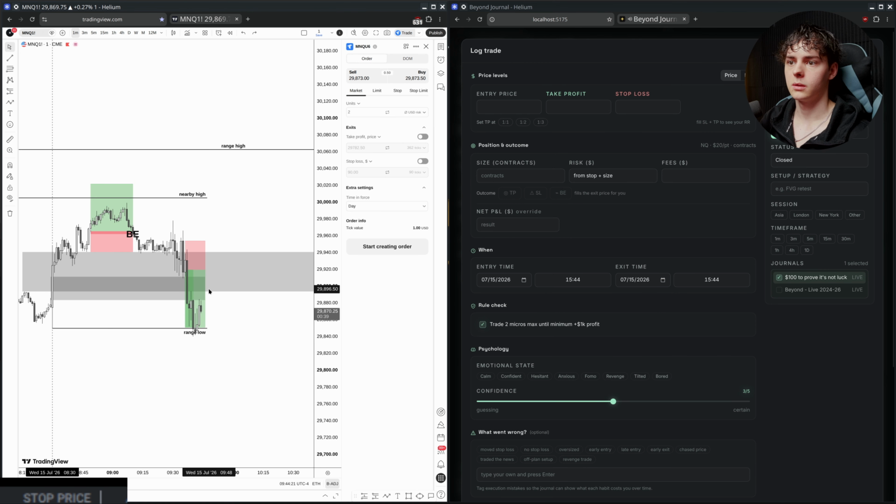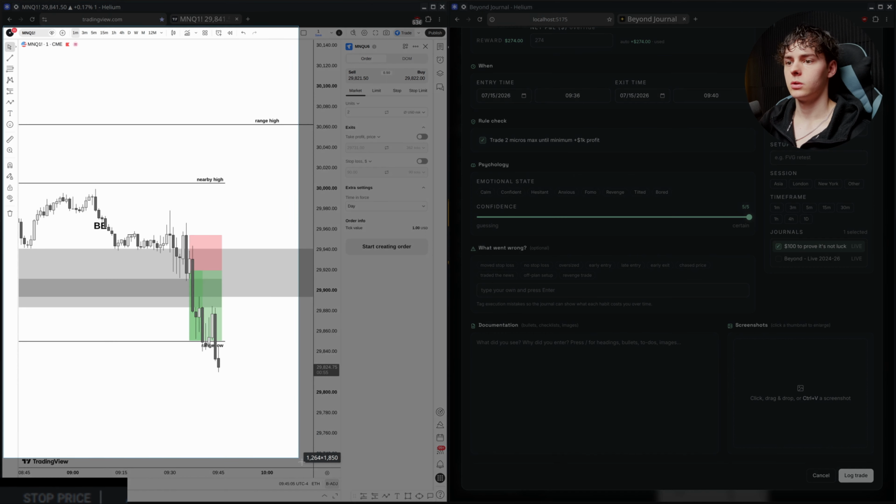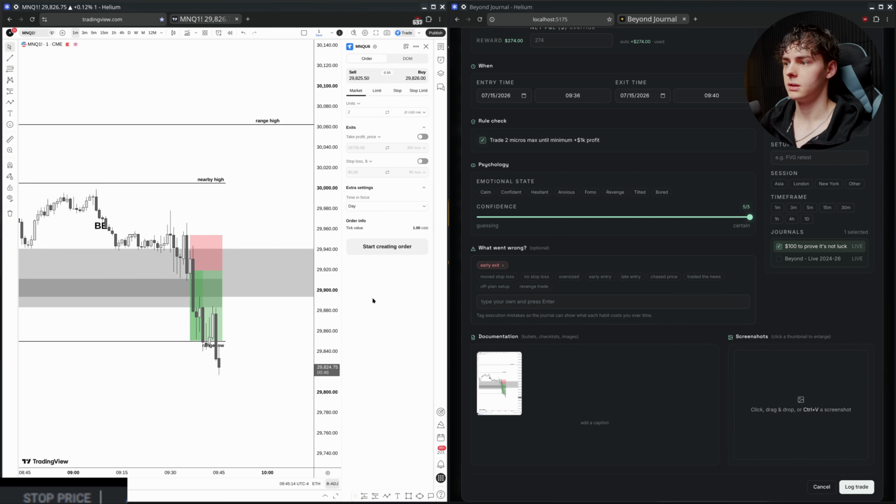Let's do another one. It's going to be this one. Also pretty certain, to be honest. Let's take a screenshot of all of this. And I would say I am going to say something. So closed early exit, because we could have gotten more basically. Okay, and I'm going to put that into the notes.